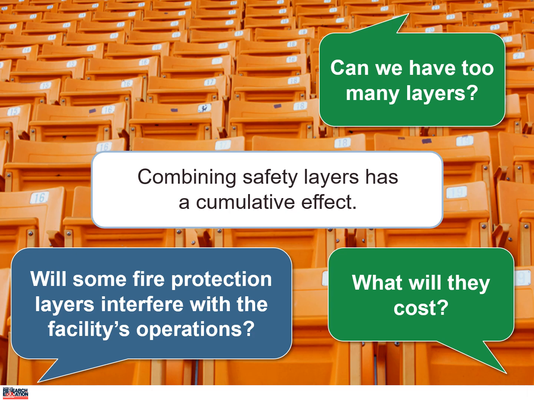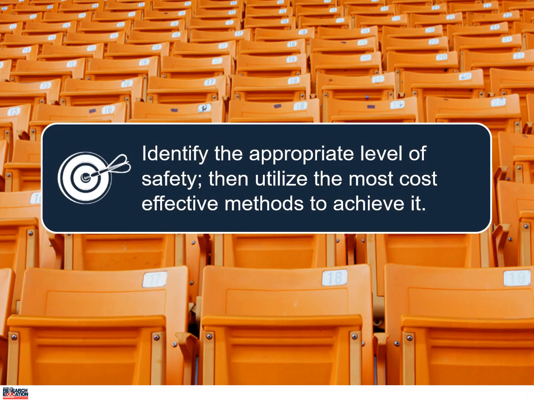All of these considerations should be taken into account when developing or evaluating the overall fire safety scheme for the facility. The goal is to identify the appropriate level of safety, then utilize the most cost-effective methods available to achieve it. While our model codes and standards have definitive prescriptive requirements to achieve a particular level of safety, there may be alternative equal or superior methods to achieve an equivalent level of safety.